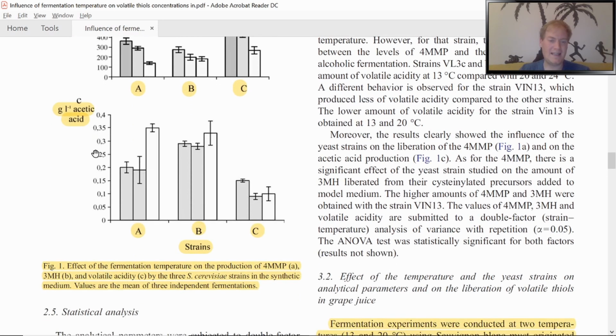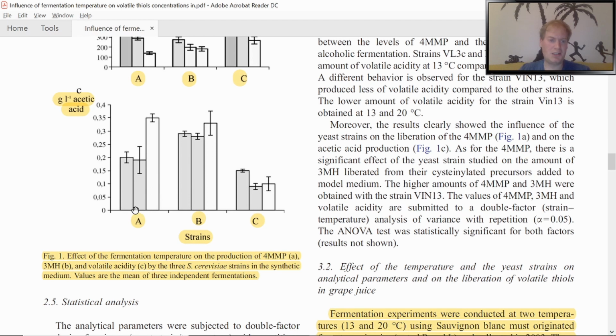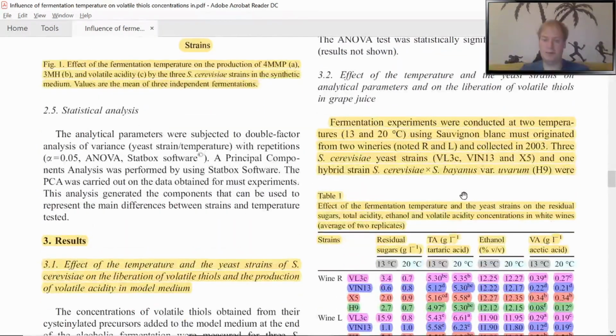What about acetic acid? For strain A and B, you see the lower the temperature was, the higher the acetic acid production in the final wine. Whereas for strain C, we see that the highest concentration was found in ferments at high temperature. But for sure, we are below the acetic acid threshold, which usually lies between 0.7 and 0.8, something like that, depends on the taster. And so, yeah, these acetic acid levels are not very impactful in the wines.